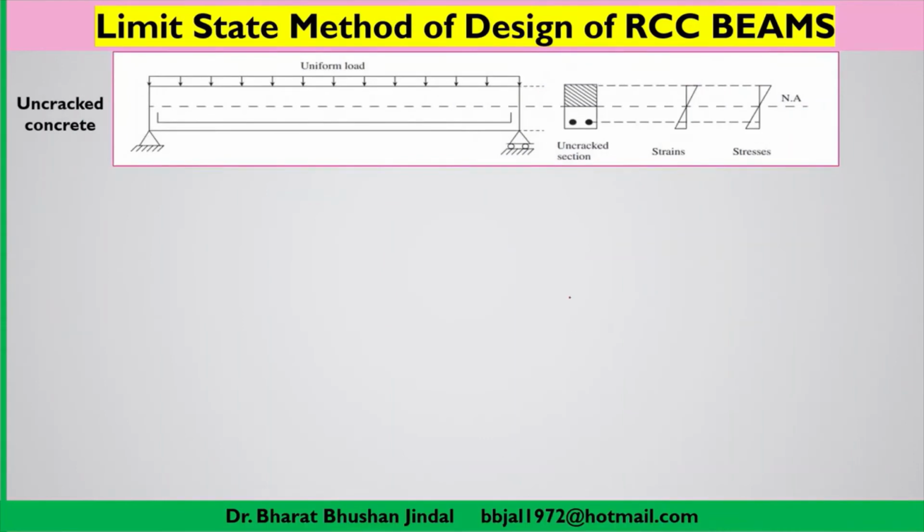Now let us compare and try to understand all the three stages. The very first stage is uncracked concrete. You can see here some load is acting on the beam section. Steel is there, and the neutral axis is at about the mid of the section depth. So this is the neutral axis, and you can see this much portion which is shaded. It is in the compression zone. So accordingly, there will be the strain diagram as well as the stress diagram. This is the case when the whole of the section is taking care of all the stresses. It is an uncracked section.